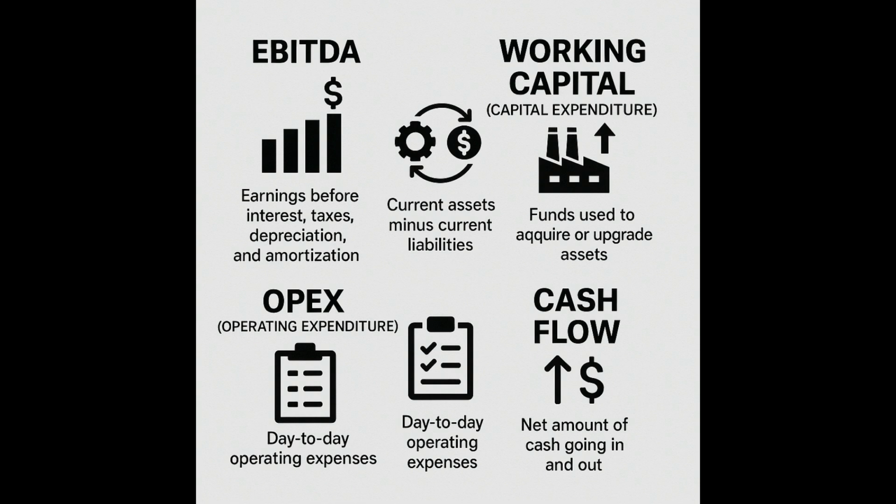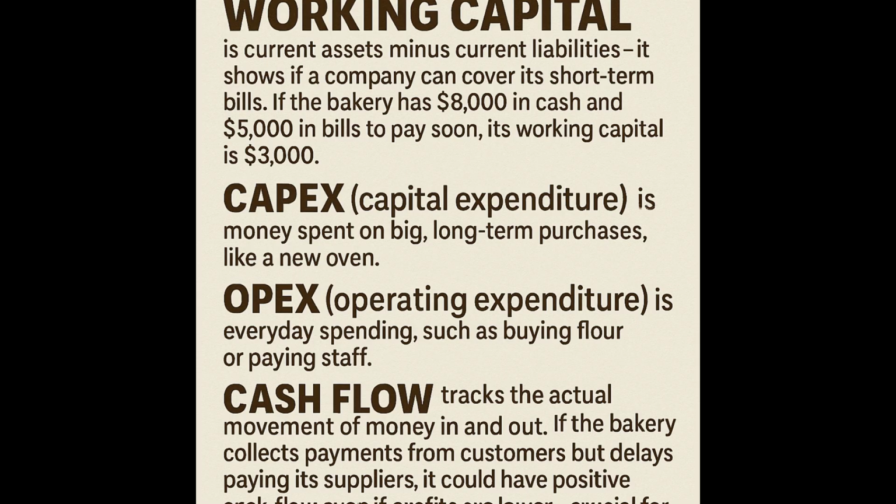It's a way to measure how well a business is performing without certain costs. Imagine the bakery's EBITDA is $4,500 before subtracting interest on a loan and taxes. Working capital is current assets minus current liabilities. It shows if a company can cover its short-term bills. If the bakery has $8,000 in cash and $5,000 in bills to pay soon, its working capital is $3,000. CAPEX, capital expenditure, is money spent on big, long-term purchases like a new oven.